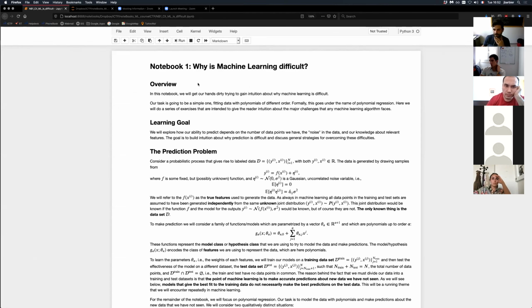So what we want to understand with this notebook is something simple but very deep: why is machine learning a difficult problem? Why is it difficult to learn from data? And by learning, we really mean.